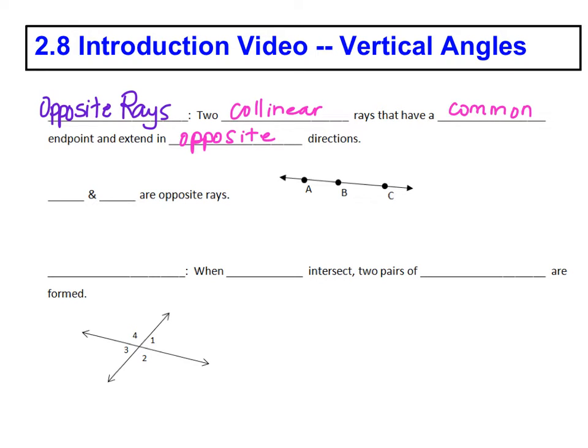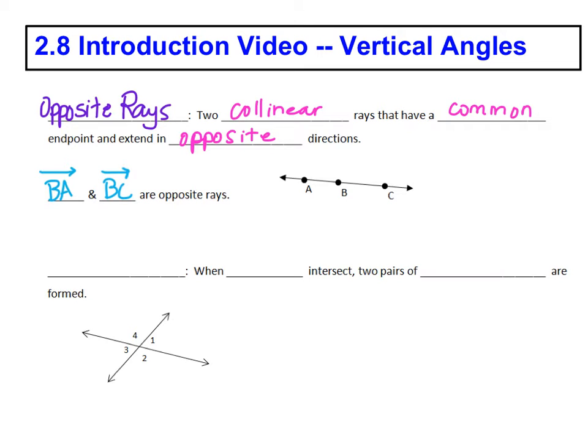So looking at this figure right here, the opposite rays in this figure are BA. Remember, when we denote a ray, we have to put a line with just an arrow on one end, and BC are opposite rays. So collinear rays that are in the same line, they have a common endpoint. In this case, point B is the common endpoint, and they go in opposite directions. So BA heading out to the left and BC heading out to the right are opposite rays. They lie in a straight line.